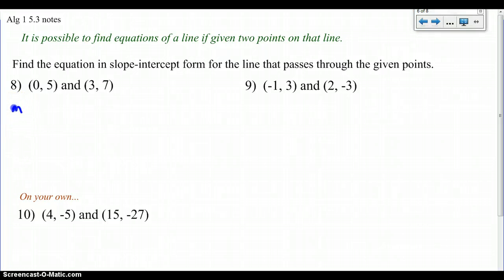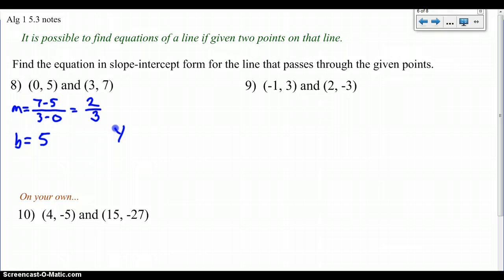I'll start with the slope. And as you know, slope is the change in y. I'm going to go 7 minus 5 divided by the change in x, 3 minus 0, which is 2/3. Now, the y-intercept in this particular problem, if you're thinking about it, is actually given to us. The y-intercept is the point (0, 5). We know that's a y-intercept because the x value is 0.